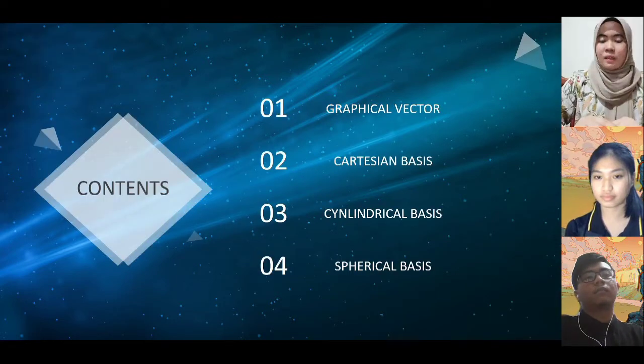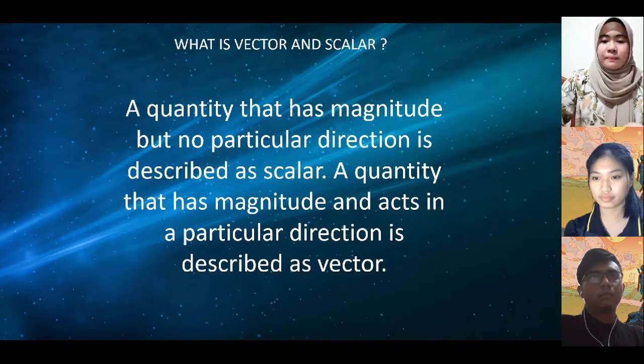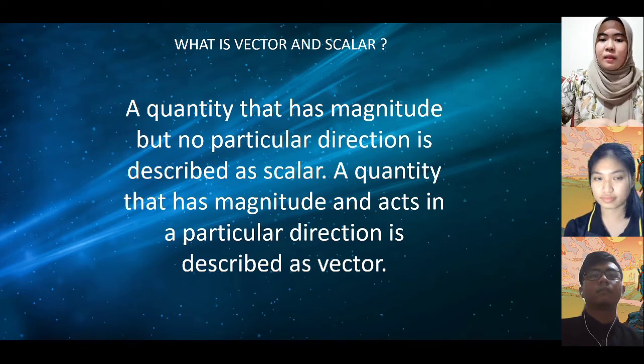Before I go to graphical vector, I will explain what is vector and scalar. A quantity that has magnitude, but no particular direction is described as scalar. A quantity that has magnitude and acts in a particular direction is described as vector.